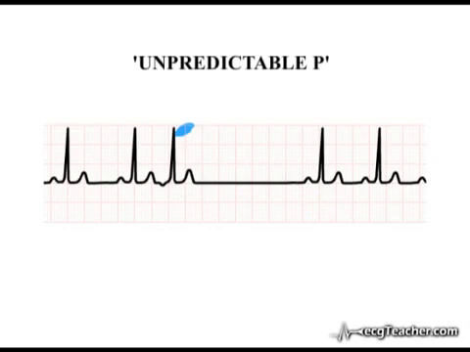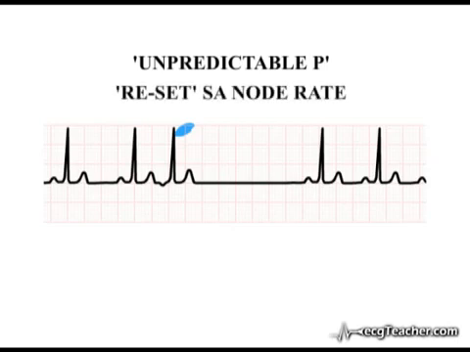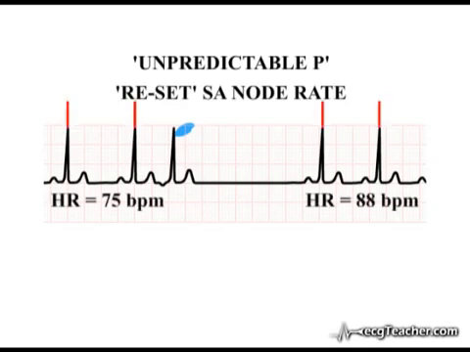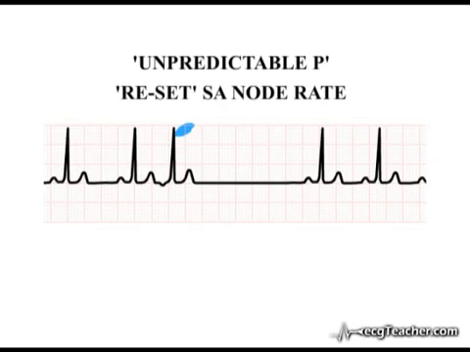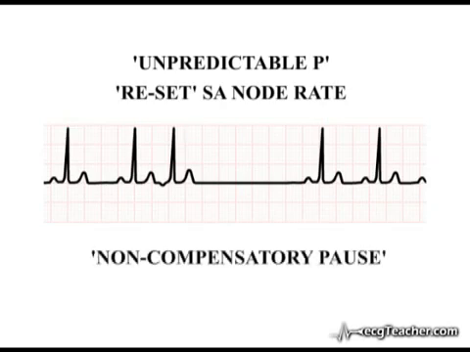Premature depolarization of the SA node also has a broader effect on its function and may reset its inherent rate of spontaneous depolarization, leading to a different heart rate, either faster or slower, following the ectopic. A pause with these characteristics is termed a non-compensatory pause.